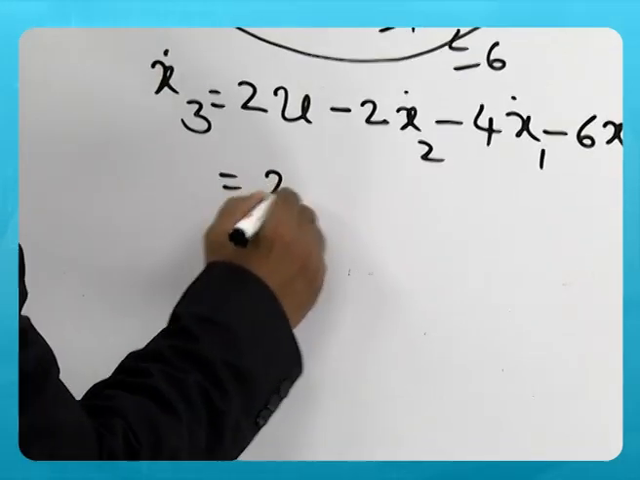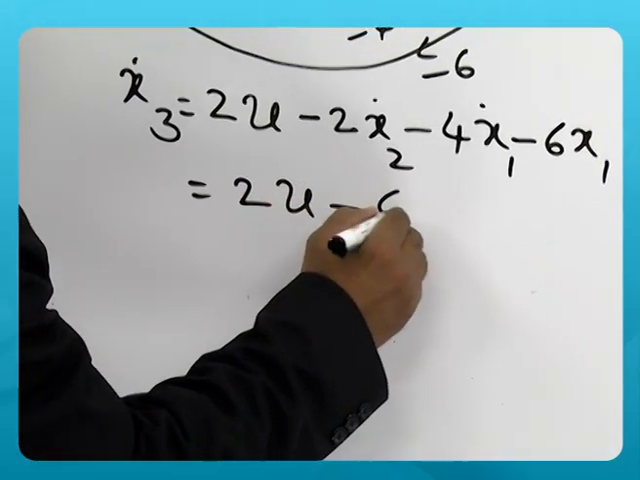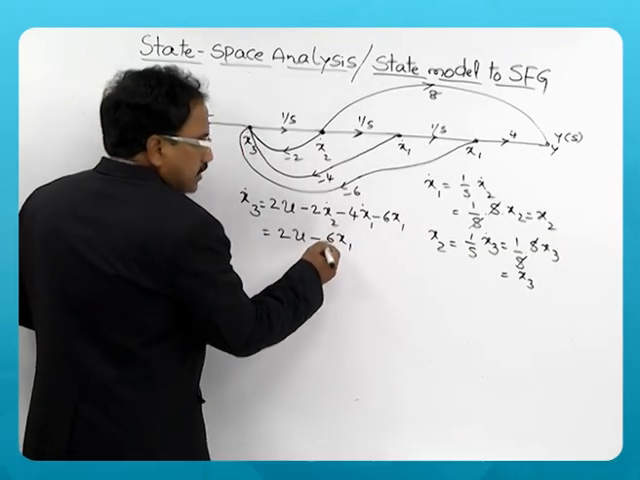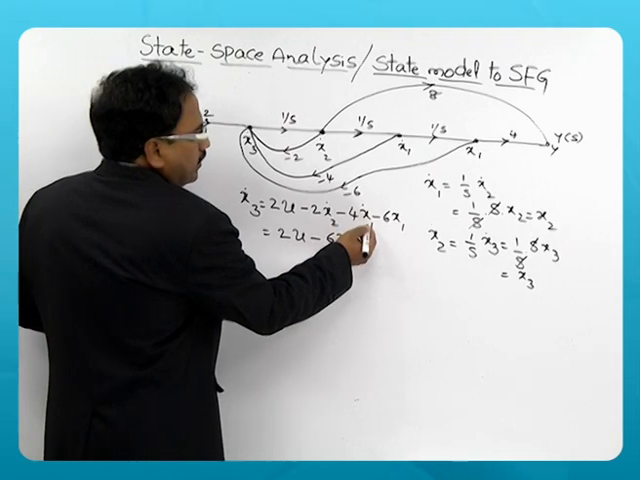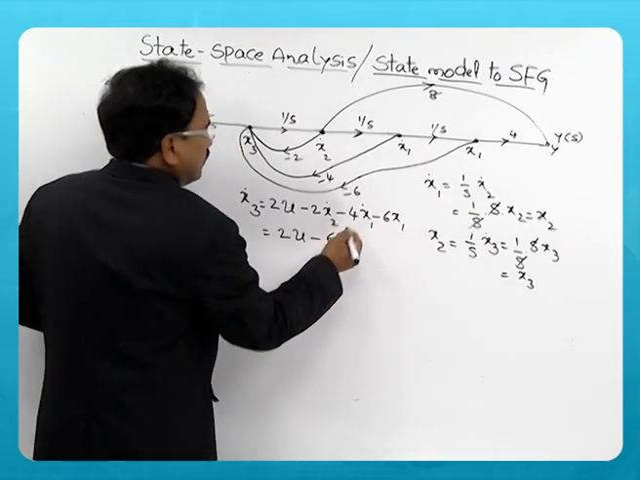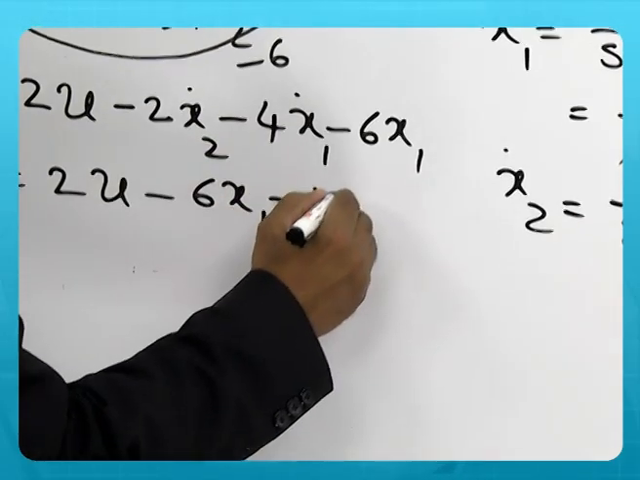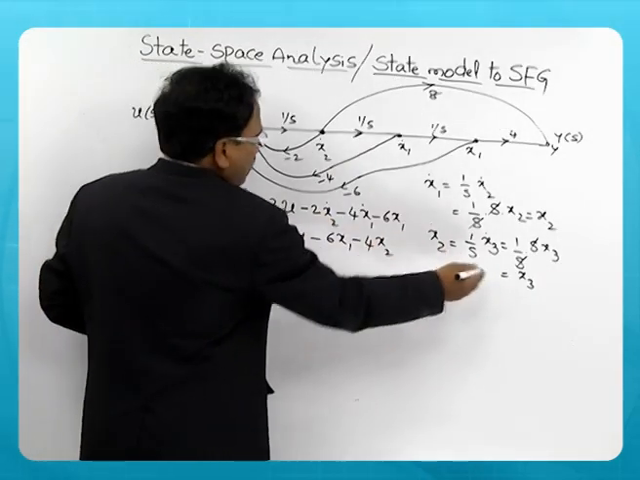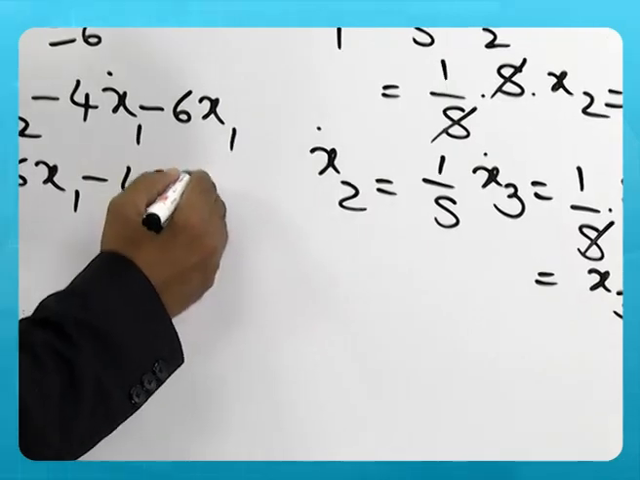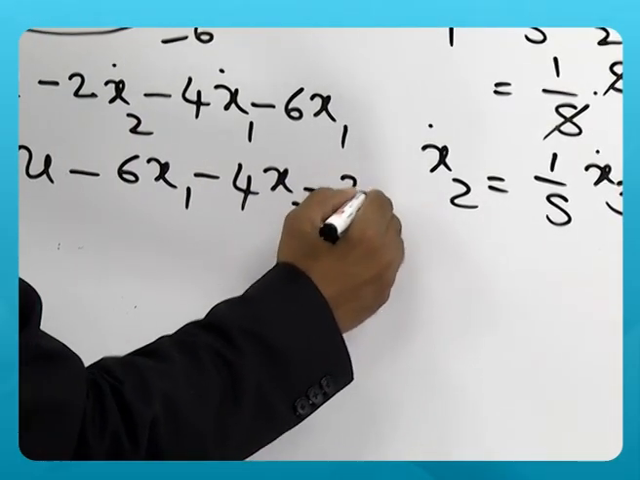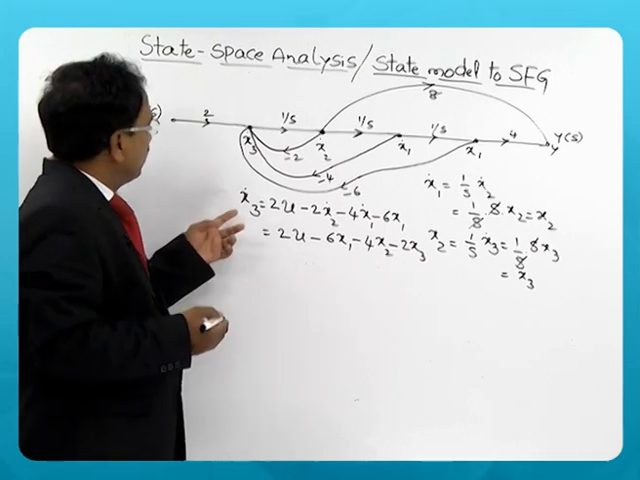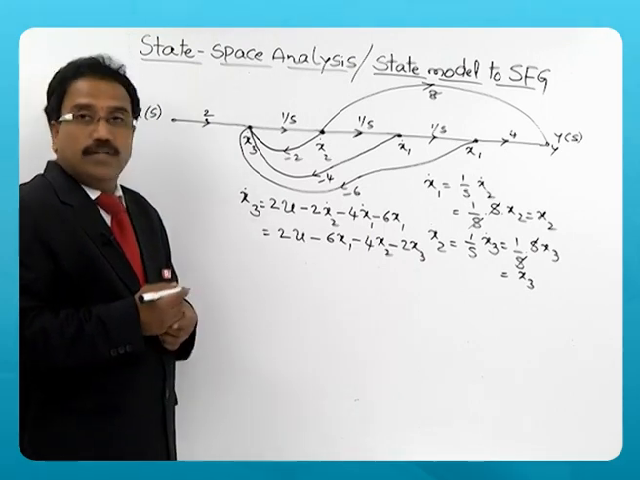So this I can rewrite as 2u minus x1 term first. Then this x1 dot is nothing but x2, so I can write as minus 4 x2, and x2 dot is nothing but x3, so I can write this as minus 2 x3. So this is the way the x3 dot can be obtained.